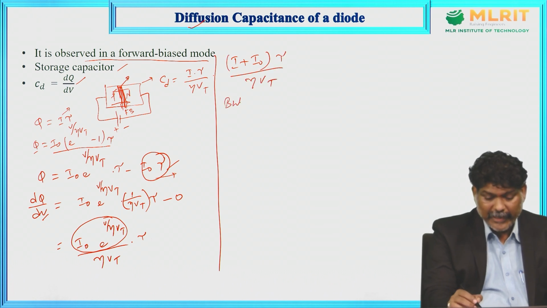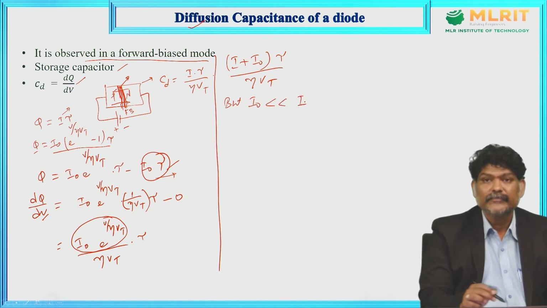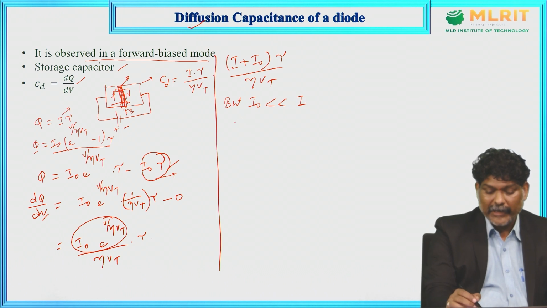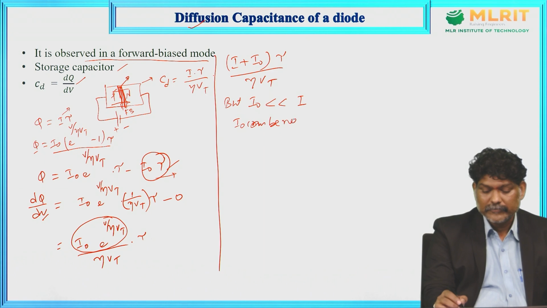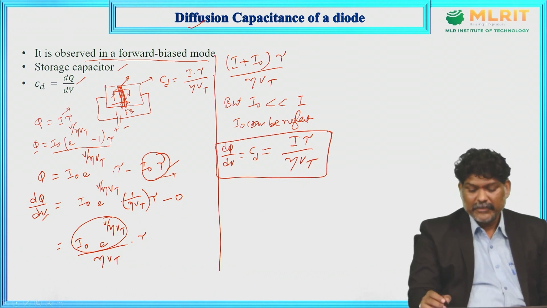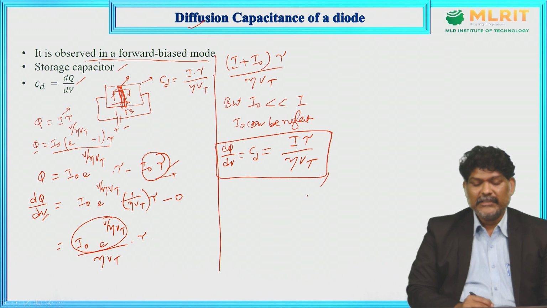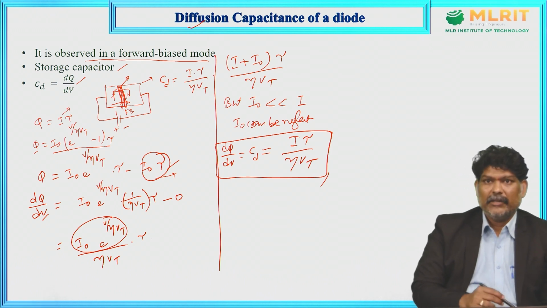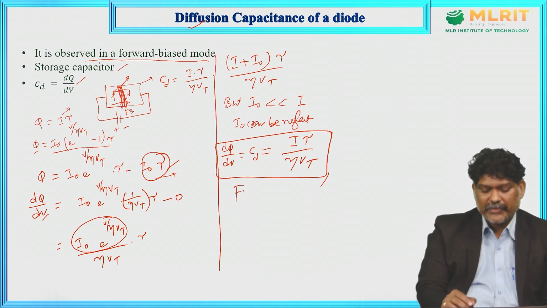But we can neglect I naught. I naught is very small compared to the actual current. So I naught can be neglected. In such a case, dQ by dV, which is the diffusion capacitance CD, equals I into tau by eta Vt. So this is the final expression for diffusion capacitance, which is observed in a PN junction diode when it is connected in forward bias condition.